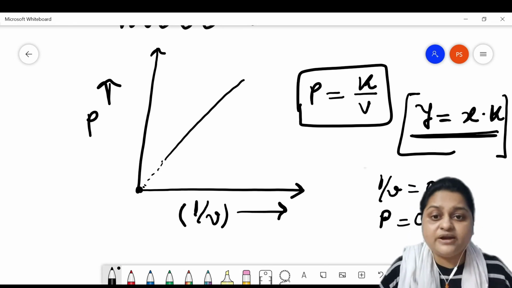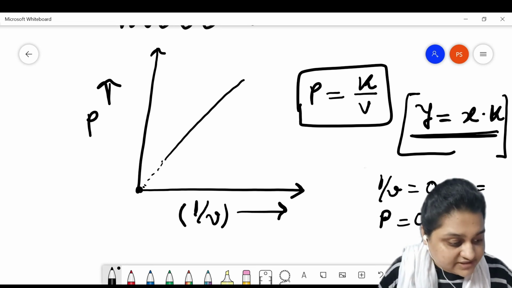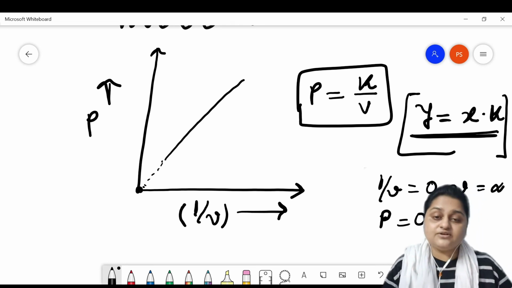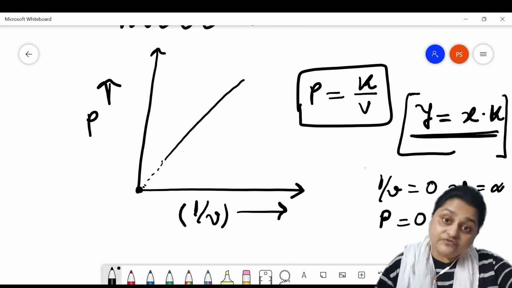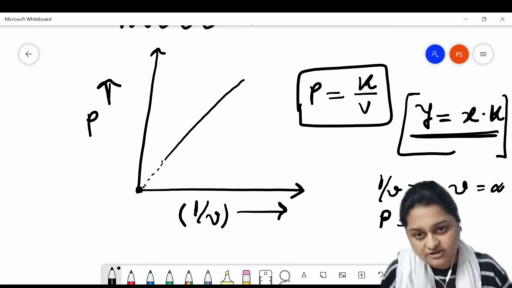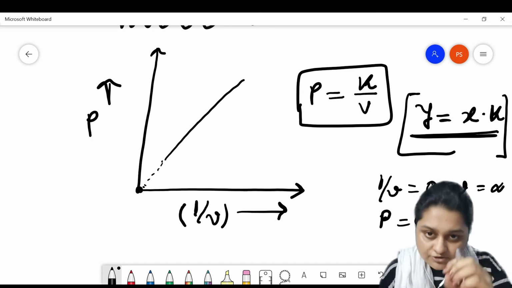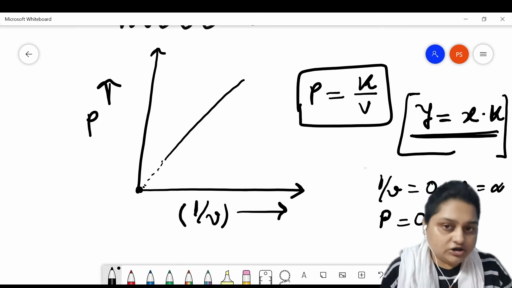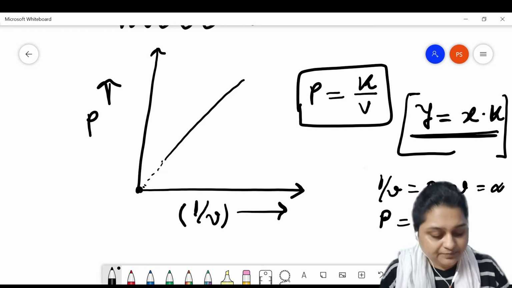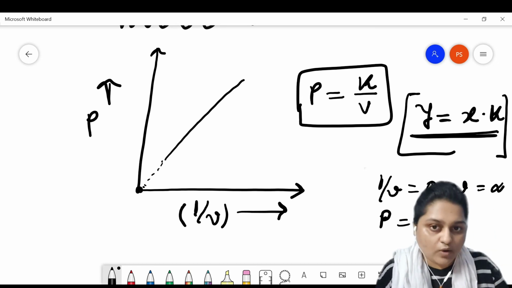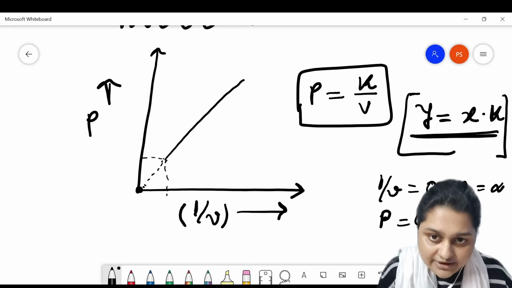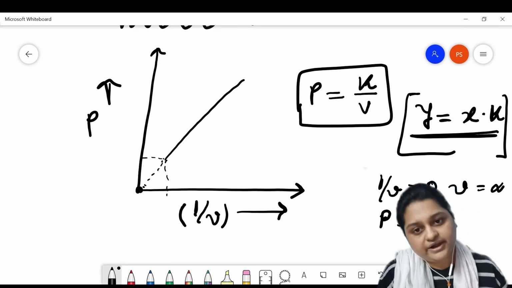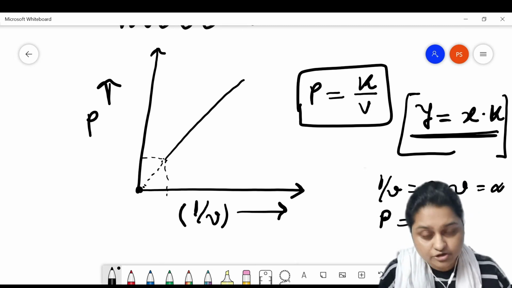And also 1 by V is 0, meaning V is infinity. That is, the volume of the gas has expanded so much that it has reached the magnitude of infinity, which is hypothetical in nature, cannot be attained in real. So this plot is real after a certain value of 1 by V and P, that is this value. After this point, this is a real straight line, but below this point, this is a hypothetical plot, not a real plot.